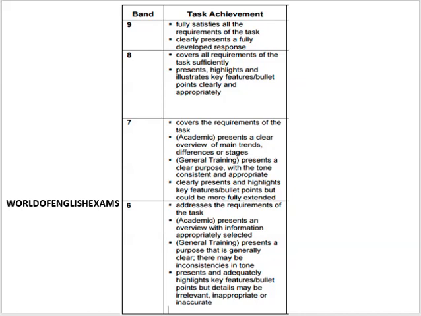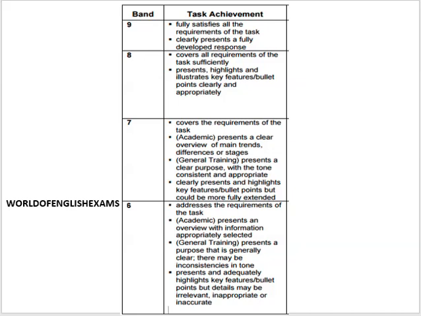Then looking at band 9, fully satisfies. So please do note this point. Fully satisfies all the requirements of the task. So whatever is the requirement of the task, make sure that you are covering it. And if you look at a sample report question, you will see that you have to summarize the data, interpret it and highlight the key features. So these are the 3 requirements.